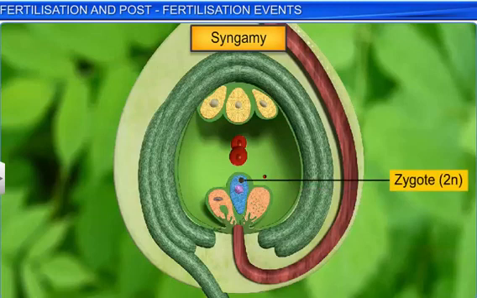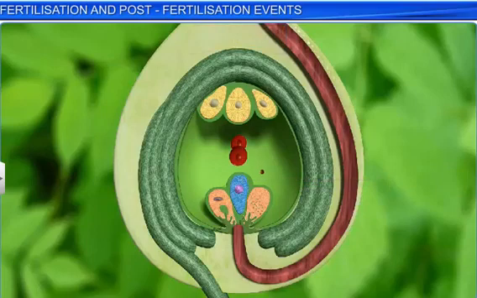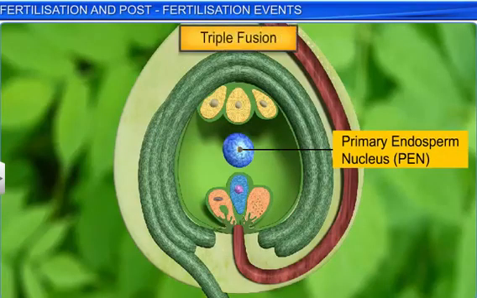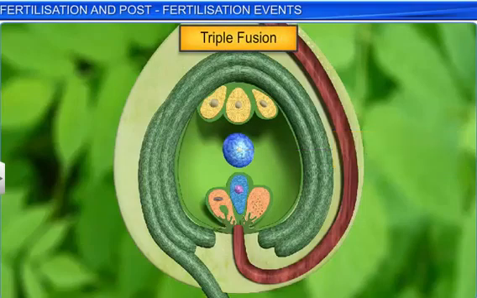Meanwhile, the other male gamete moves towards the 2 polar nuclei and fertilizes them to produce a triploid primary endosperm nucleus, or PEN. Incidentally, this fusion is known as triple fusion, as it involves the fusion of 3 haploid nuclei. After the triple fusion, the central cell is called the primary endosperm cell.